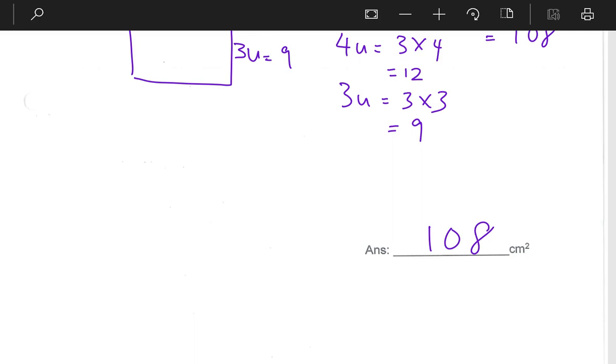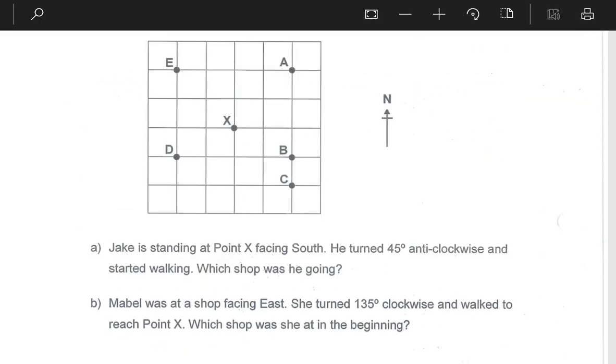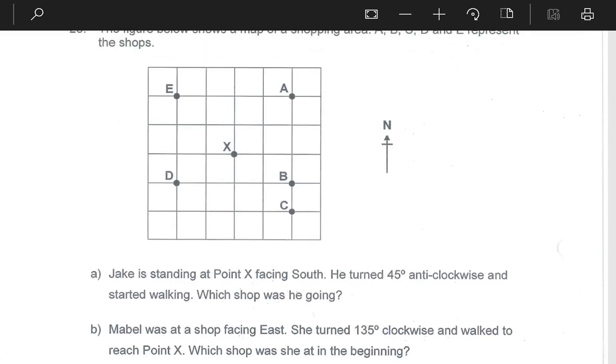Okay, and let's go on to question 28. Alright, now this is your 8-point compass. Naughty elephant squirt water. Alright, this is how I learned it, or how I memorized it. Now, first question, Jake is standing at point X, and you are facing the south. So you are facing south here now. You are going to turn anti-clockwise. Now anti-clockwise, how does it look like? It looks this way, against the clock.